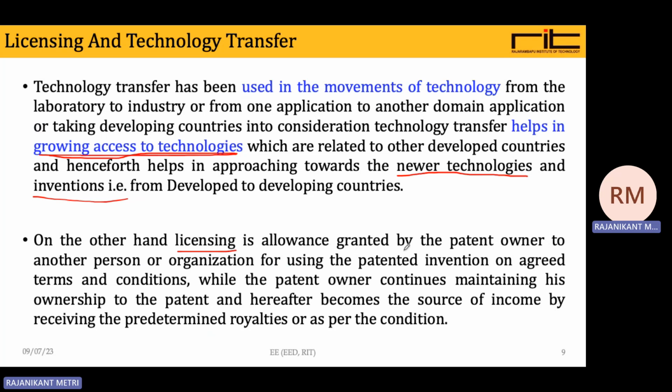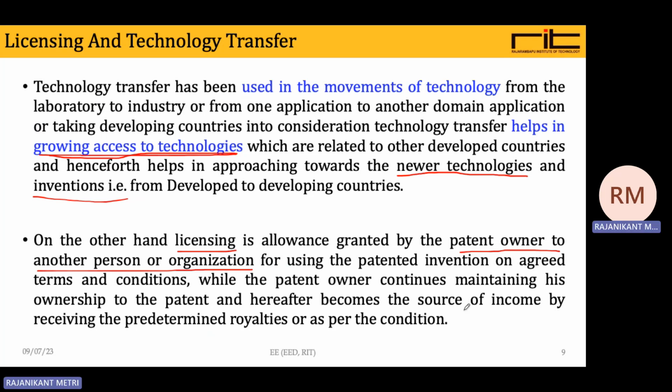It is an allowance granted by the patent owner to another person or organization for using the patented invention on agreed terms and conditions, while the patent owner continues maintaining his ownership. Suppose I have one product which I have patented and some other person or organization wants to use it. On certain agreed terms and conditions I will allow him to use that particular product, and still I will be the owner of that patent.